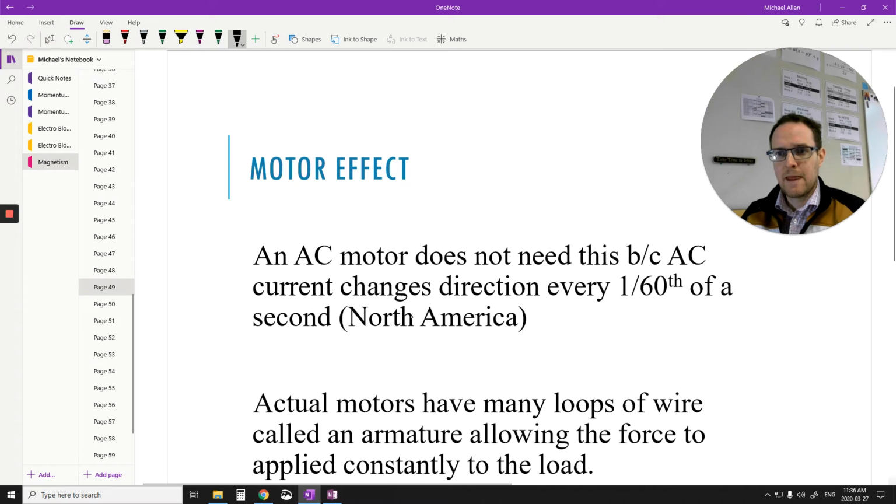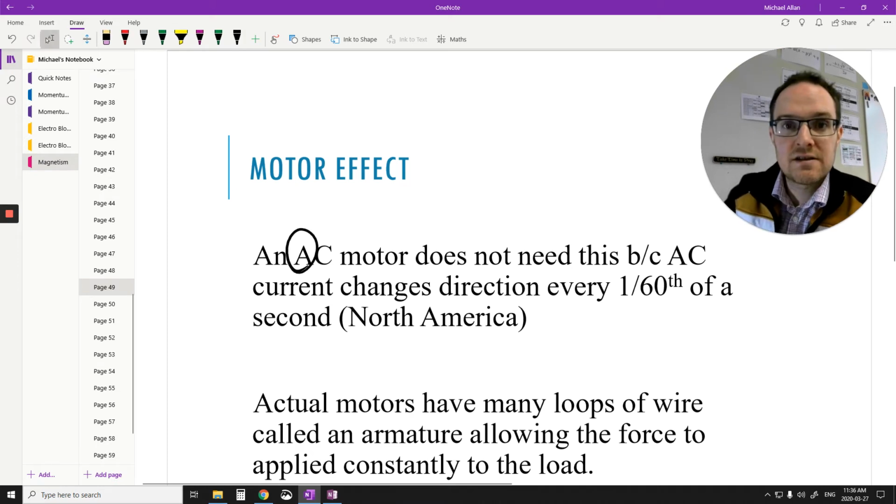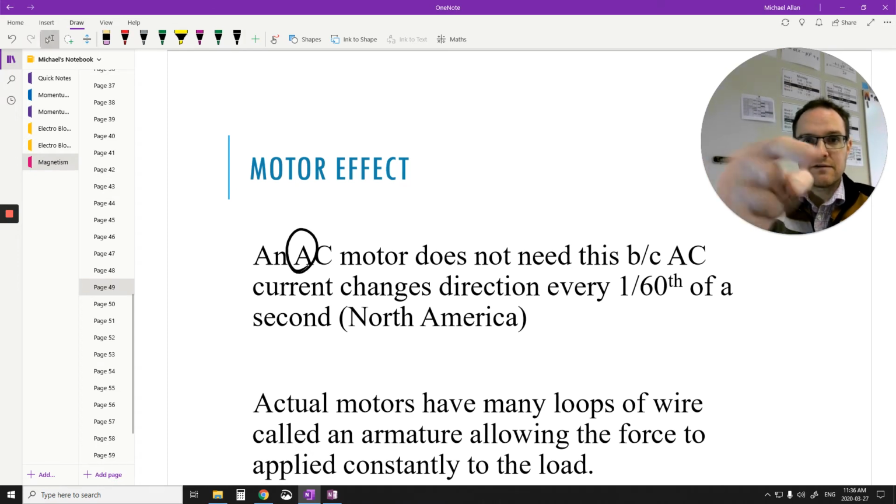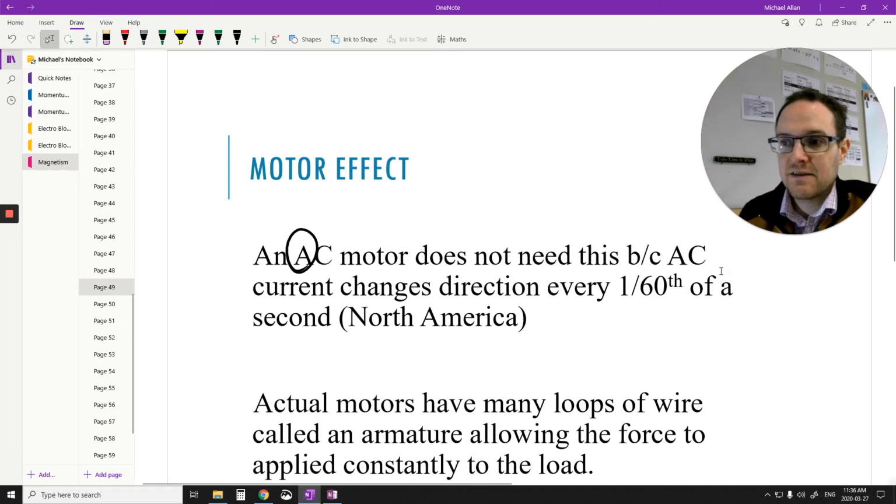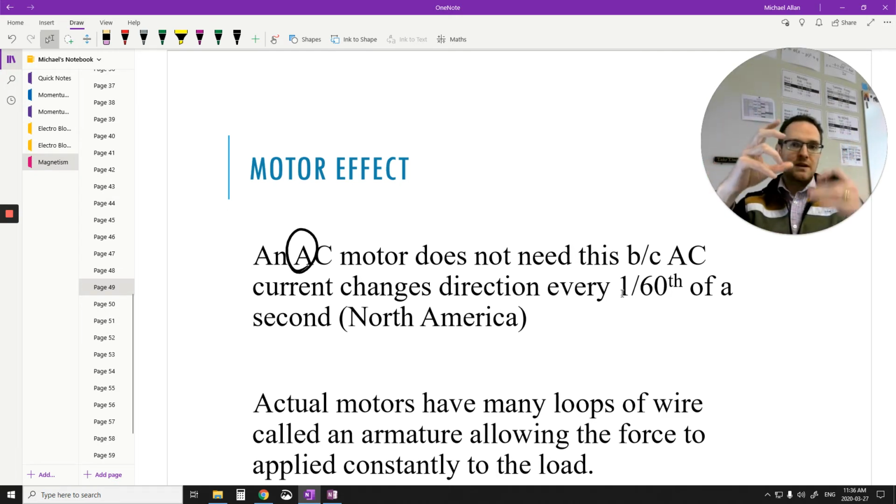AC current stands for alternating current. So rather than just going in one direction all the time, it's going to flip-flop back and forth, back and forth, back and forth. In this case, 1/60th of a second each time. Every 1/60th of a second, it flips direction. And if you have the motor designed properly, as long as it flips direction at the right time, the motor will continue going around in circles.